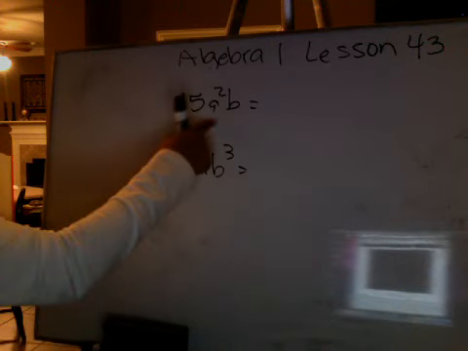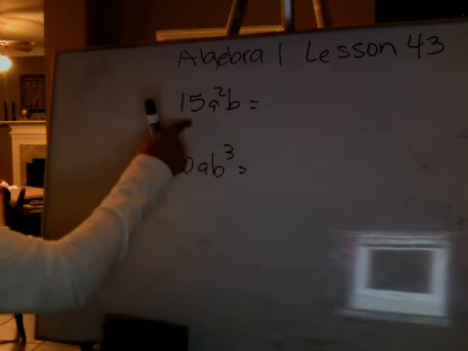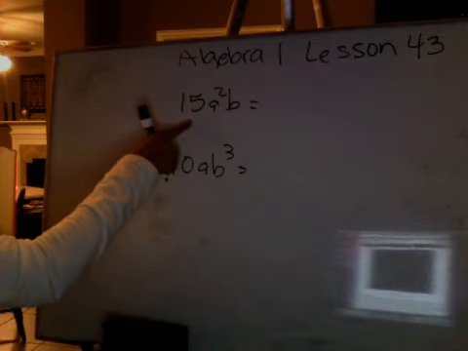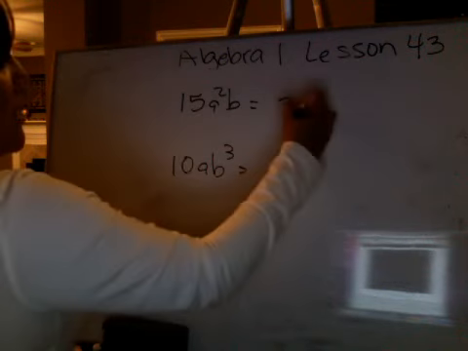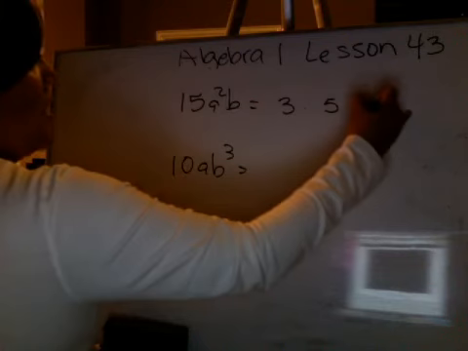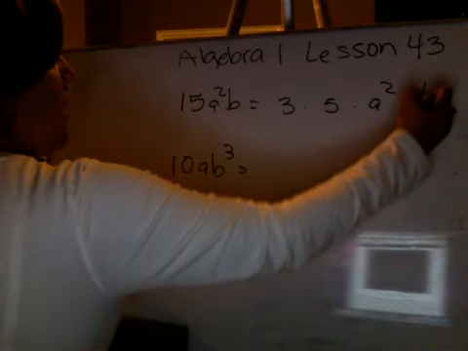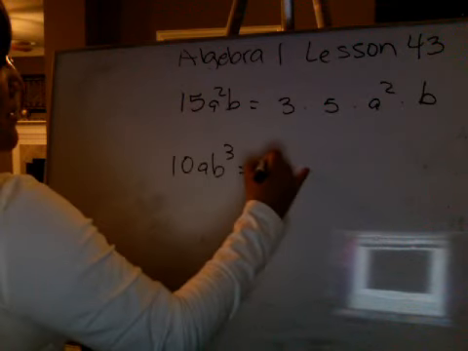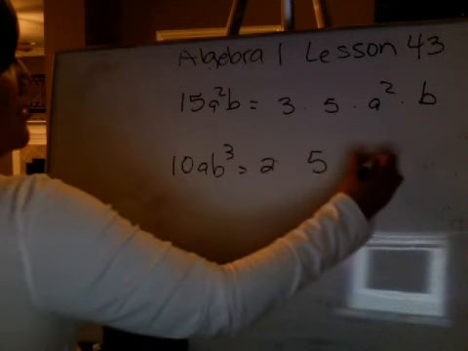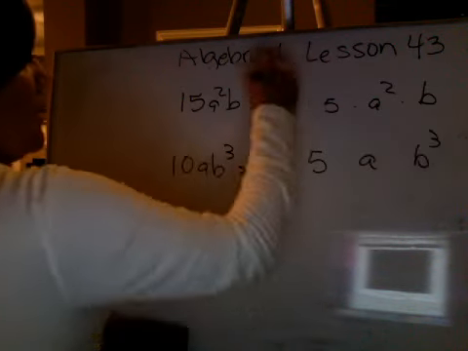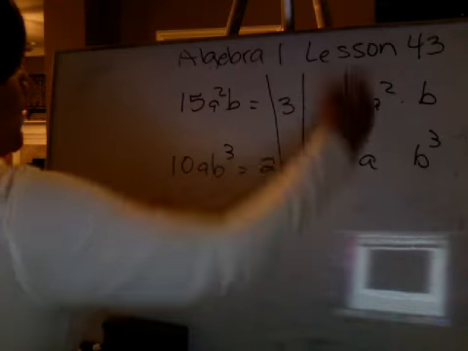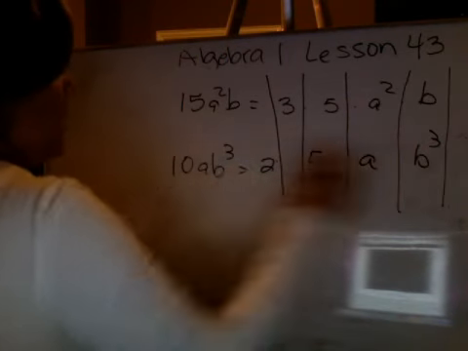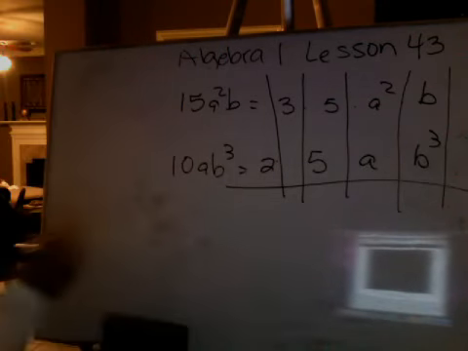You're going to prime factor it out and put it in exponential form. The variables, you just leave them like that. The number, the coefficient, is what you have to prime out, which is 3 times 5 times a squared times b. This is 2 times 5 times a times b cubed. Then I'm going to separate my bases. Remember, bases have to be in the same column.